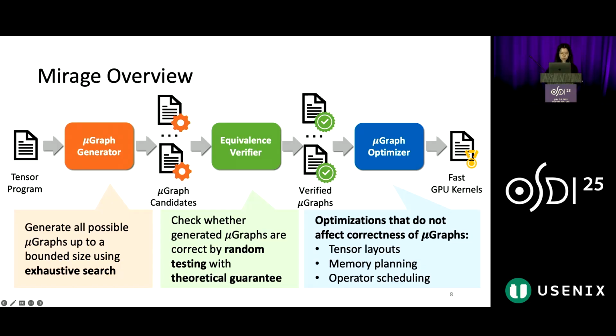And all the verified MuleGraphs will go to the MuleGraph optimizer, where Mirage performs optimizations that do not affect the correctness of MuleGraphs, including the tensor layout optimization, memory planning, and operator scheduling. People can check our paper for more information about the equivalence verifier and the MuleGraph optimizer. And in the rest of this talk, I want to focus on the MuleGraph generator, and specifically the pruning techniques we use to handle the large search space.